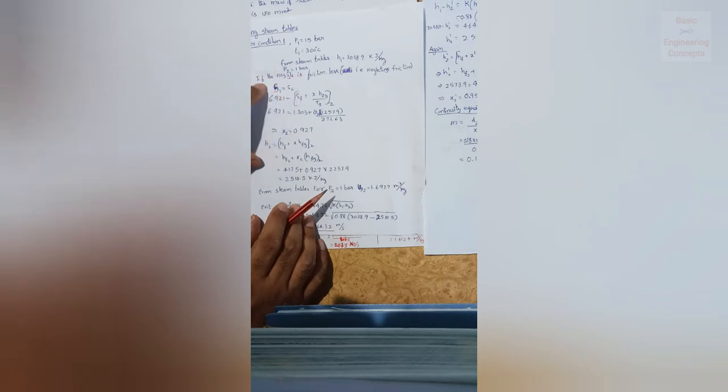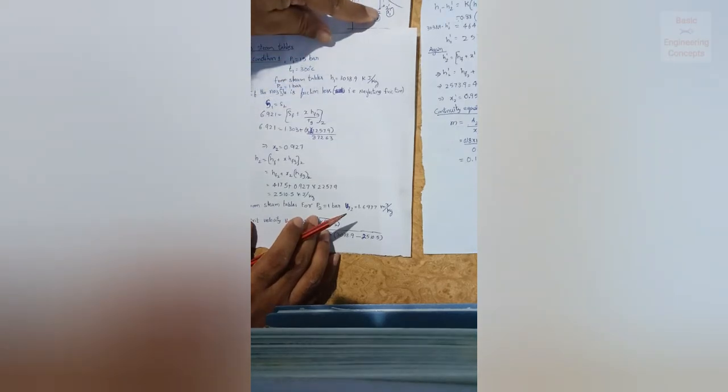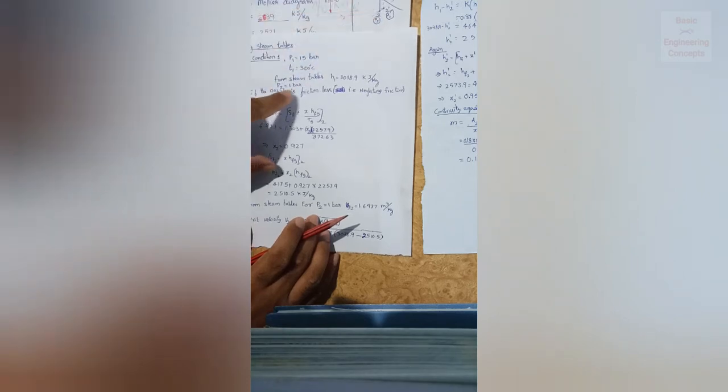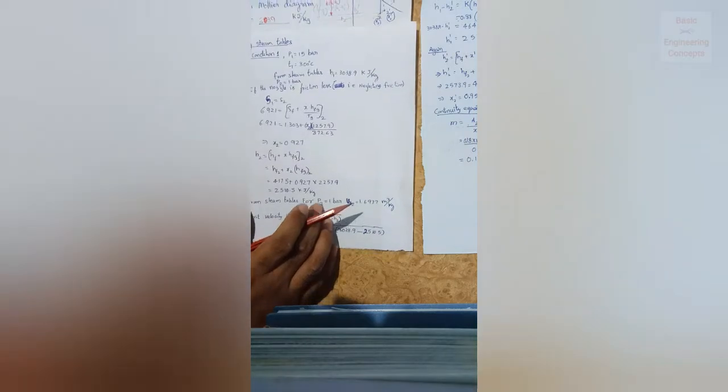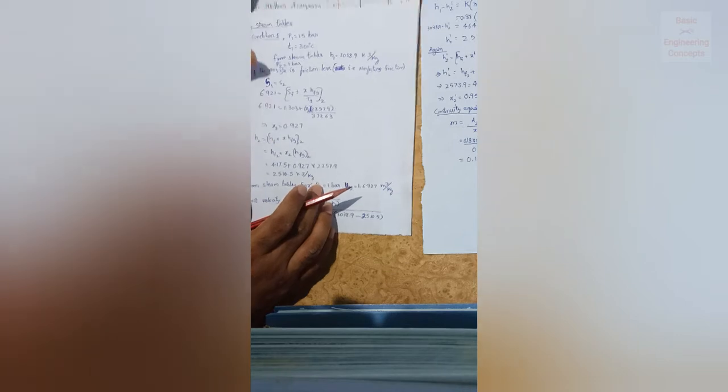P2 is 1 bar. If the nozzle is frictionless, again you have to remember this diagram, if you have to find H2. H2 is not the actual practical value. But if the nozzle is frictionless, that is neglecting friction, S1 equals S2. So S1 and S2 values. S2 is wet steam. So if you substitute all the values, you will get X2 as 0.927.